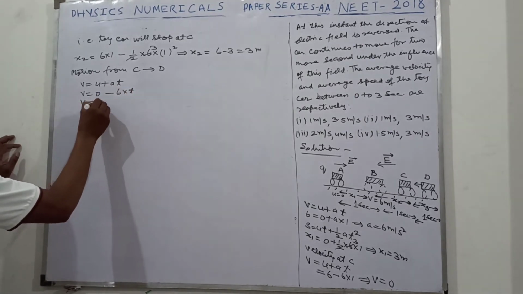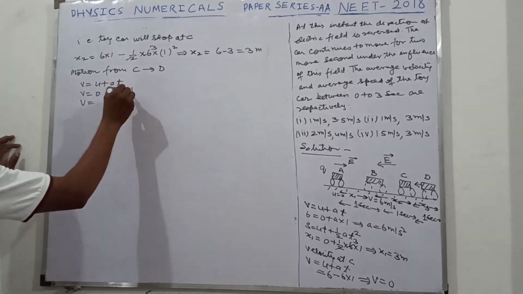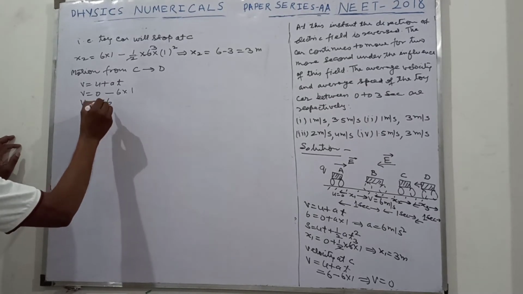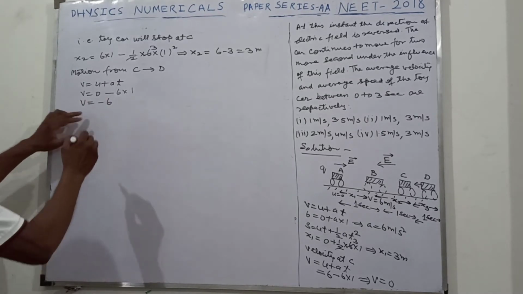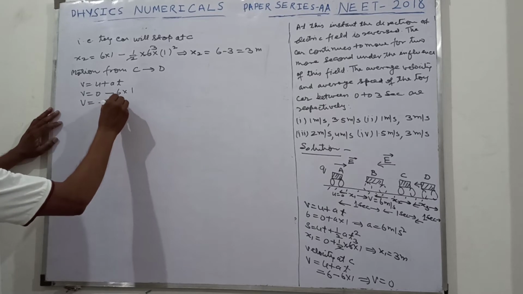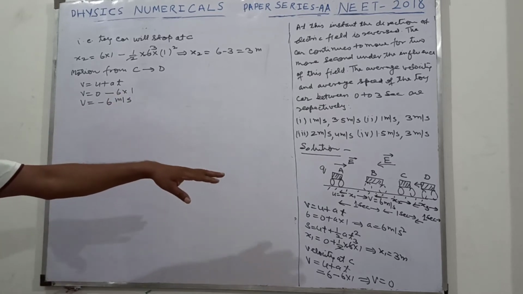So if velocity is equal to how much? t is equal to 1 second. So this is your minus 6 meter per second. So much speed it will gain.